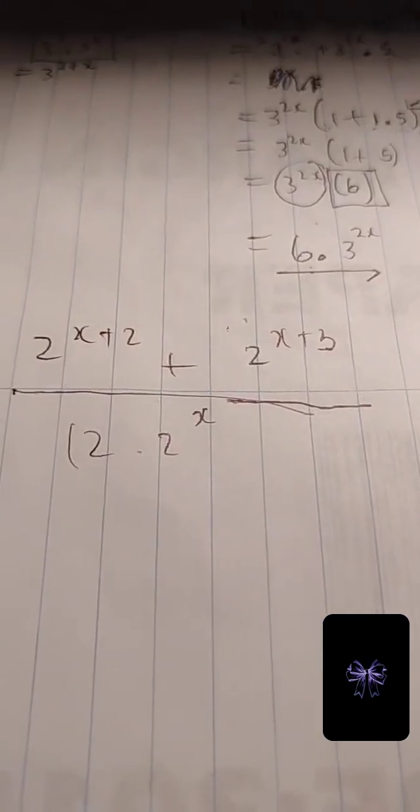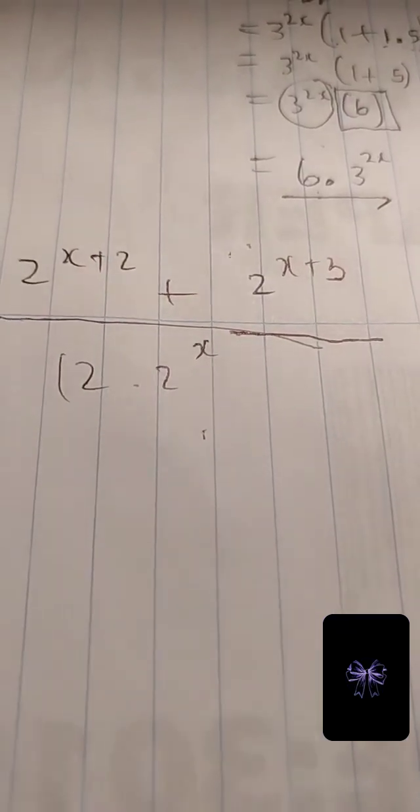2 to the power x plus 2, plus 2 to the power x plus 3, over 12 times 2 to the power x. So let's analyze the question first. Do you see at the top, how many terms do you have? 2. And at the bottom, how many terms do you have? 1. Exactly. So at the top, that's where in your head you're like, okay, some sort of factorization is going to need to be applied there at the top.